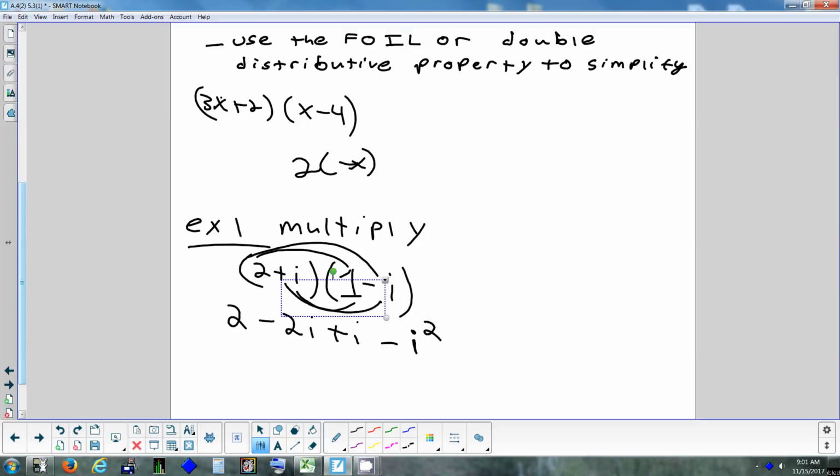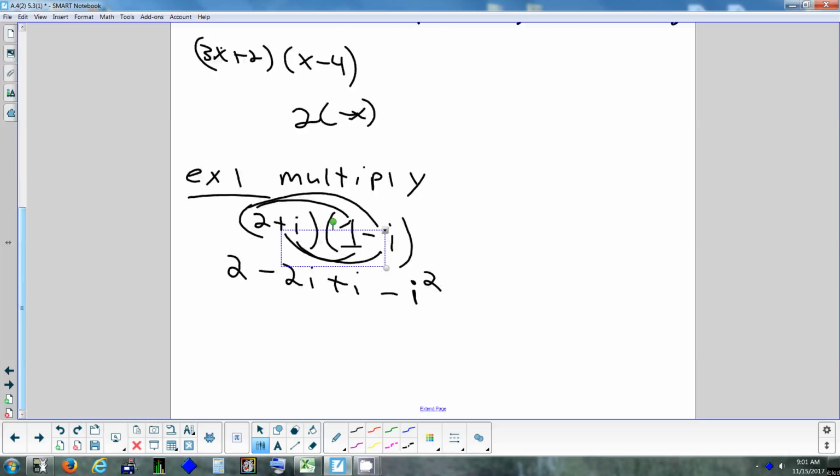i squared. Okay, a few things we need to deal with. One, we can't leave i squared. Two, we want to combine like terms. So Eric, can you tell me what I get when I combine -2i plus i? -i. Yeah, think of that as -2 plus 1. It's -1i. Or if you want to write just -i, that's fine. All right, now we have minus, and now we're going to change i squared.